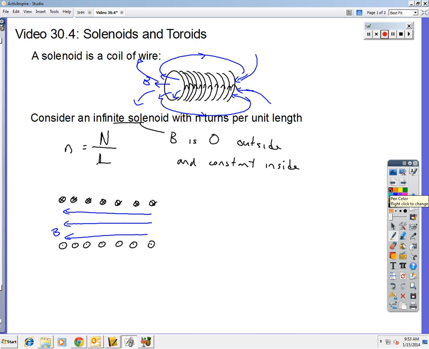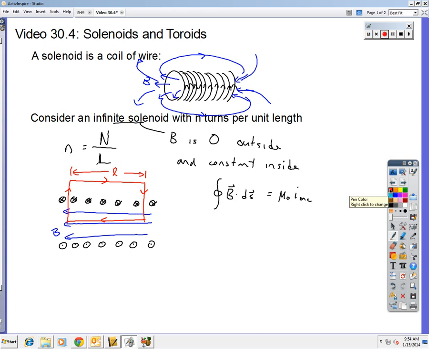In order to calculate the field, we're going to use an Amperian loop that's rectangular in shape, has length little l, and we're going to go around it in that direction. Ampere's Law says the integral of B dot ds around the loop equals mu naught times the enclosed current. The first thing to notice is that the magnetic field being 0 outside the solenoid means that the top part of our loop makes no contribution to B dot ds, because B equals 0 out here.